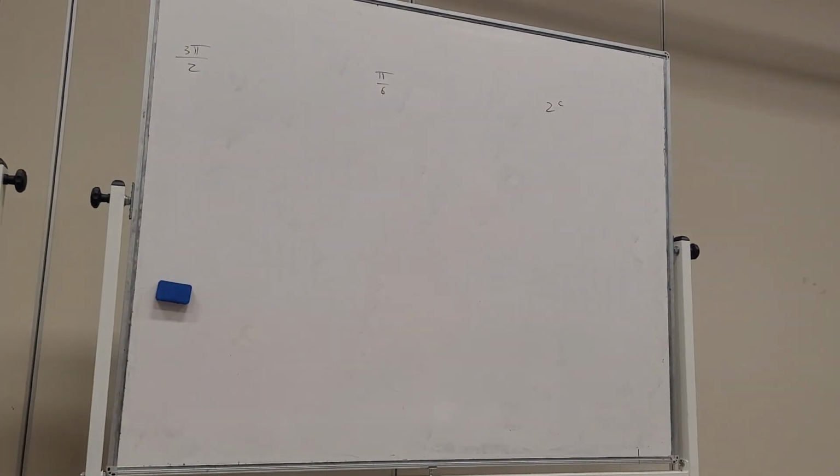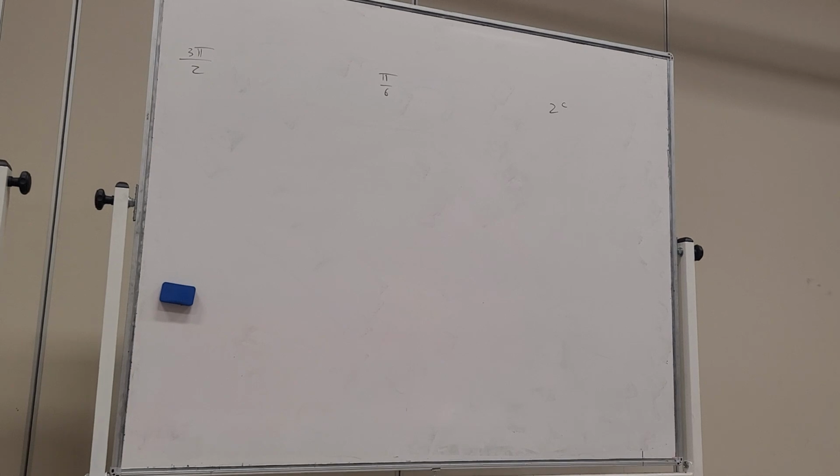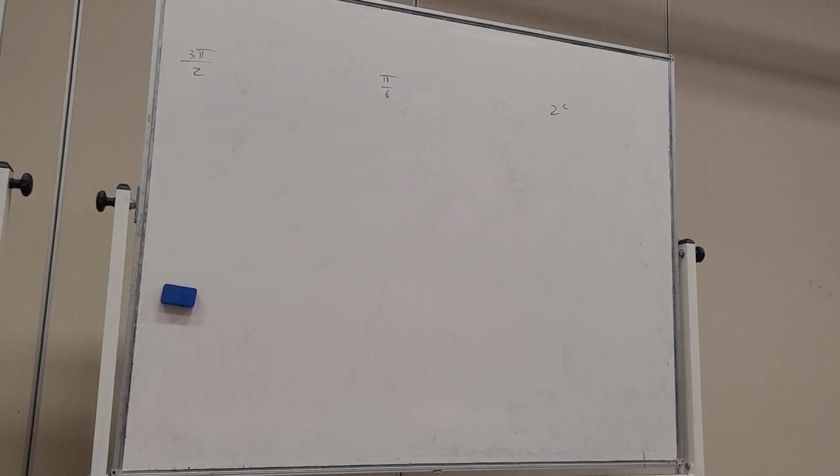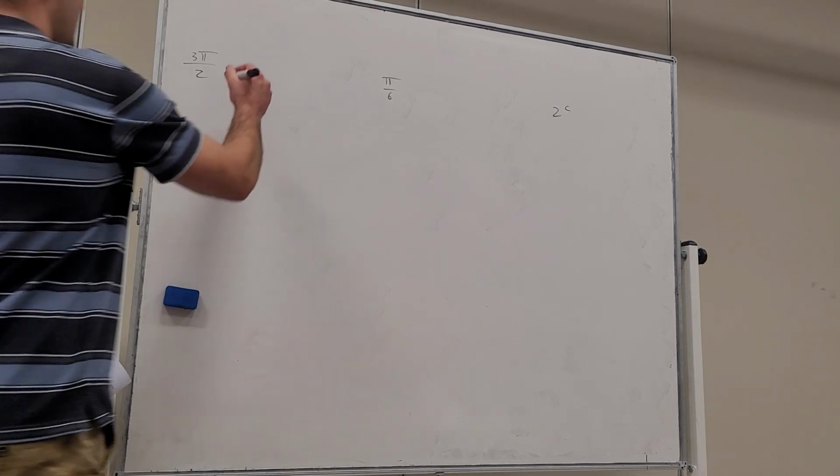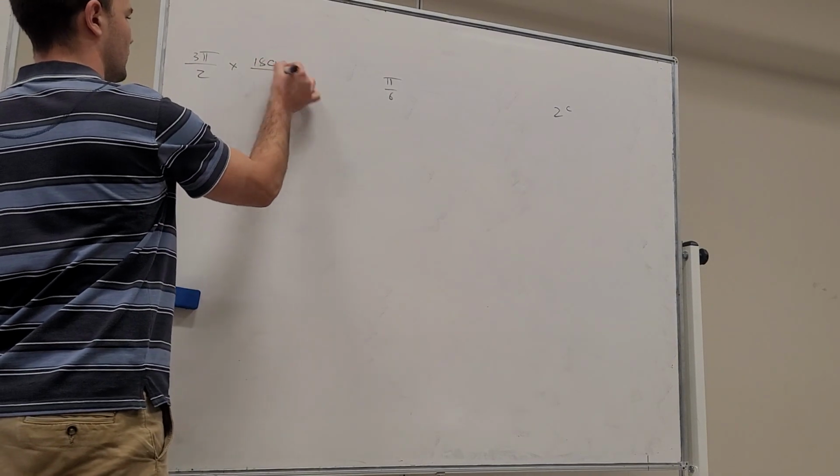Okay, next we're going to go back the other way. We're going to start with some radians and we're going to convert them to degrees. So we've got 3 pi on 2. We're going to multiply it by 180 on pi.